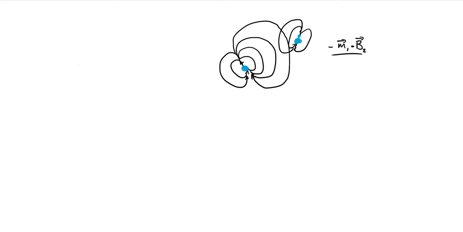So we started with that picture of these two, the electron and the proton that make up hydrogen, and we ended up looking at what we call the hyperfine interaction, this interaction between the electron's magnetic moment and the nuclear magnetic moment.